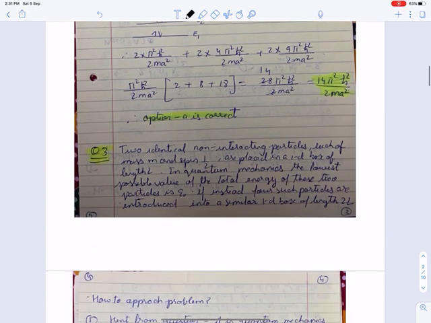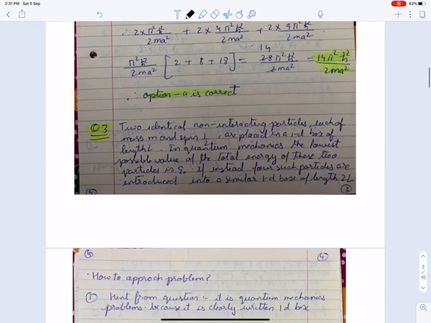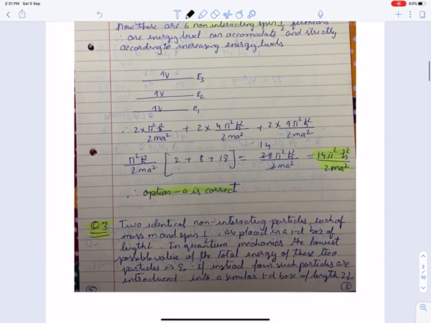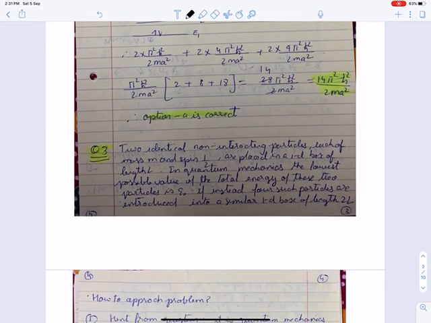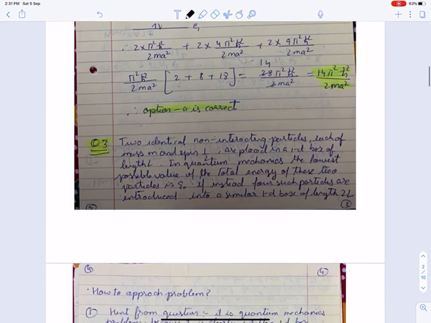Now the next: 2 identical non-interacting particles, each of mass m and spin half, are placed in a 1D box of length L. In quantum mechanics, the lowest possible value of the total energy of these 2 particles is epsilon naught. If instead 4 such particles are introduced into a similar 1D box of length 2L, what is the total energy?